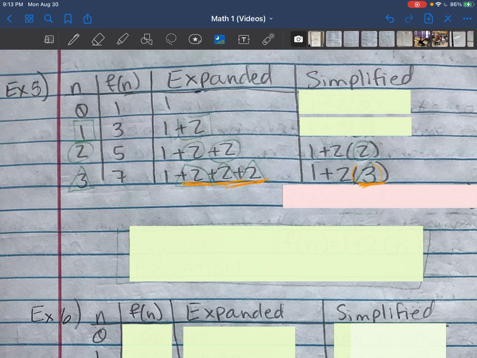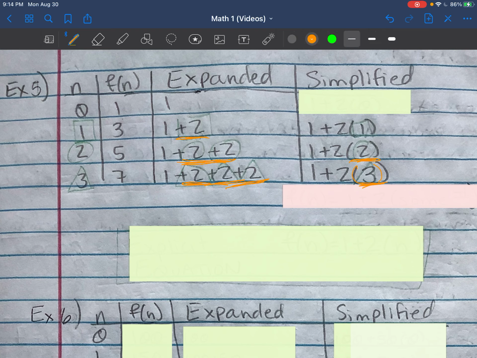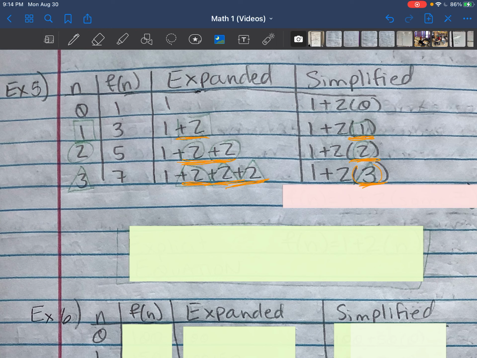So the next one here, we added 2 twice, so we're going to have 1 plus 2 times 2. And the next one here, we added 2 once, so we do 1 plus 2 times 1. This last one's a little bit crazy, but we didn't add any 2's, so we do 1 plus 2 times 0.